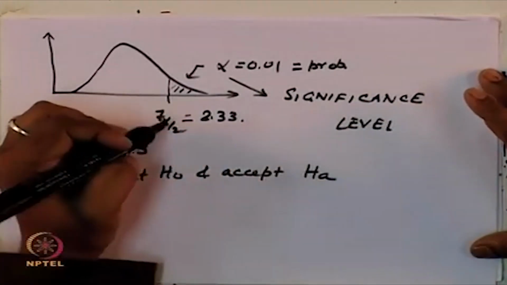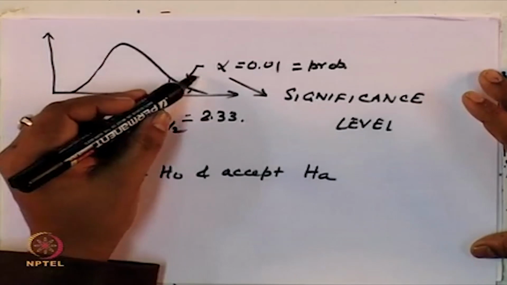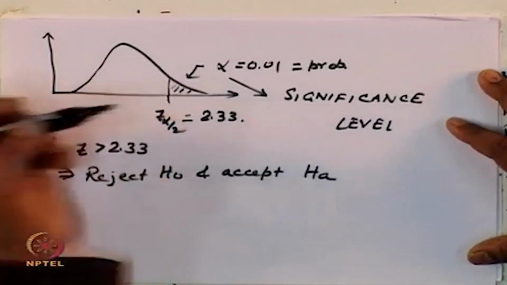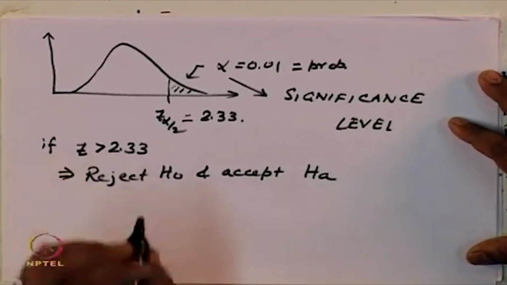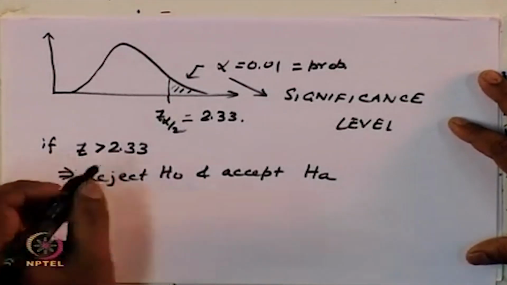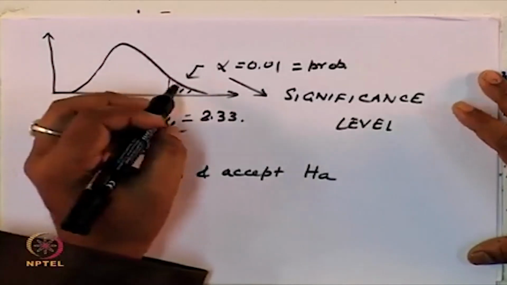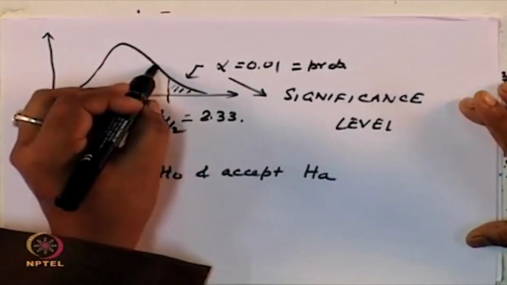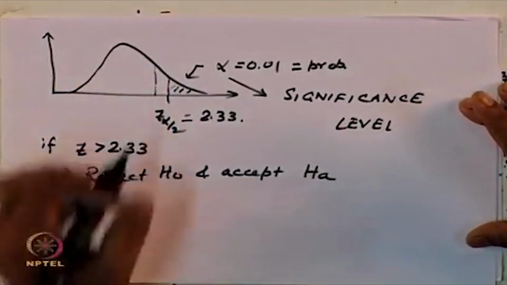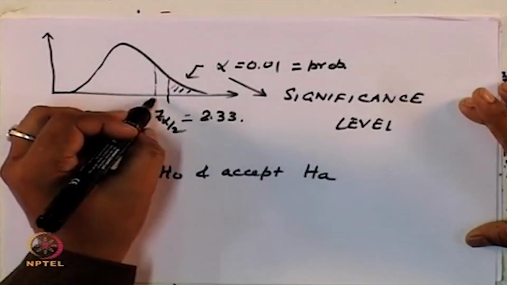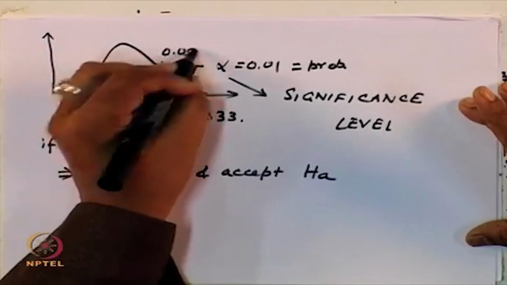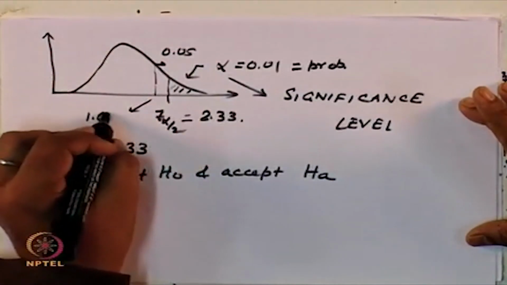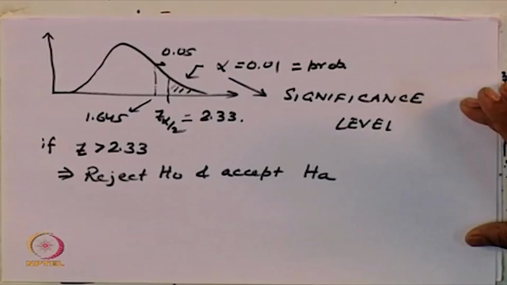Okay. So, Z of alpha by 2 is 2.33 corresponding to alpha equal to 0.01. Similarly, I can write, if I want alpha equal to 0.05, I will get a value of Z alpha by 2. If this is 0.05, then Z of alpha by 2 is 1.645.